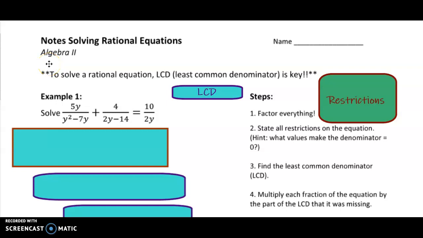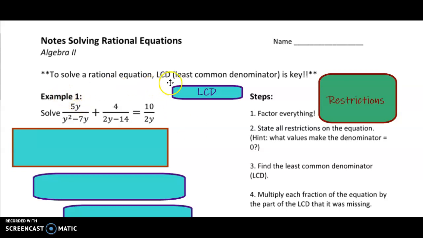Today we are going to be solving rational equations. If you remember, a rational equation is an equation with a variable in the denominator. It's the quotient of two polynomials. So for rational equations, you have multiple rationals in an equation that you need to solve. So you're trying to find the value of the variable.